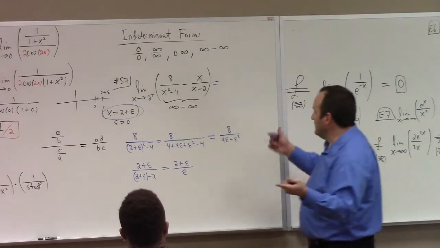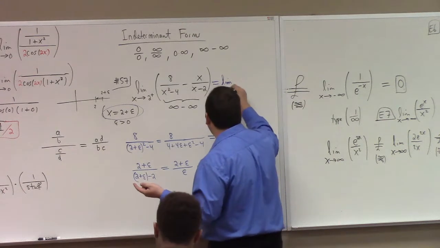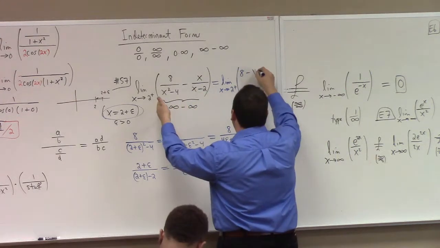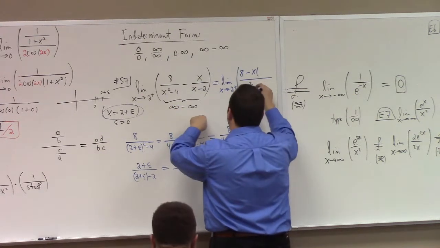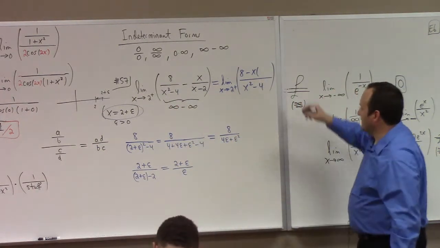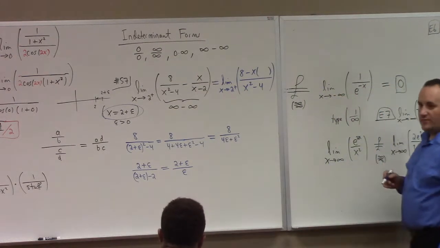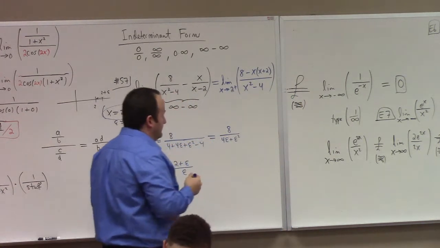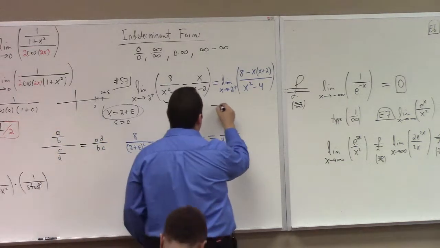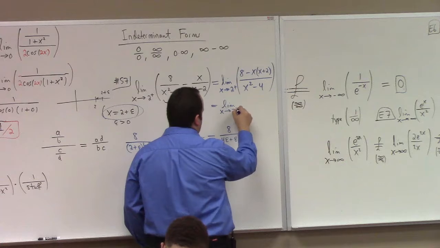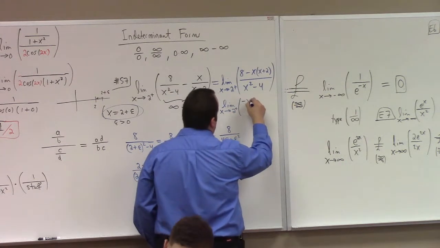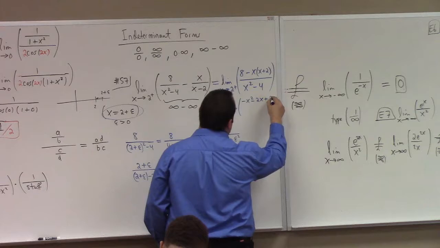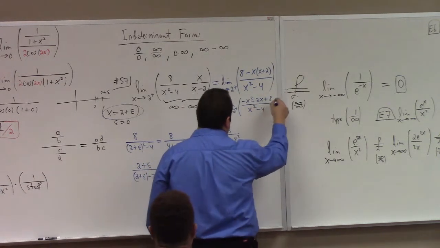I heard algebra. I'm going to go with that. So what algebra can we do? We've got two fractions, so a common denominator. This is 8 minus x times what? You fill in the blank for me. I heard an x plus 2? All right, very good. Let me clean it up just a bit. So x goes to 2 from the right, and that's minus x squared minus 2x plus 8 divided by x squared minus 4.